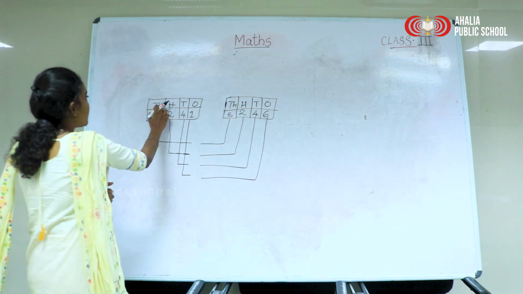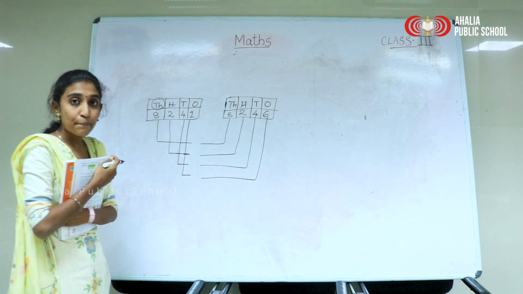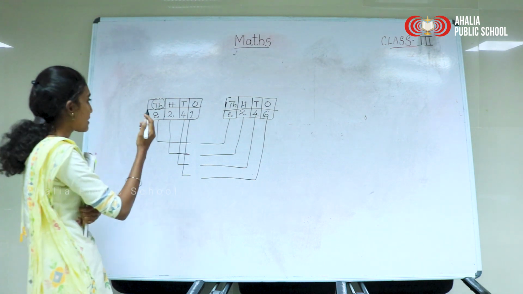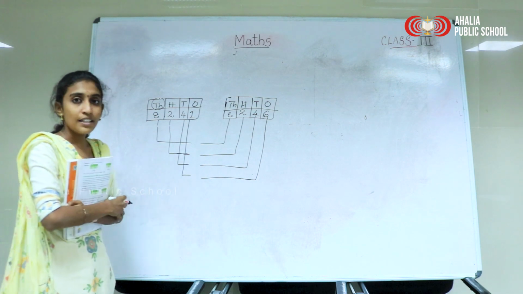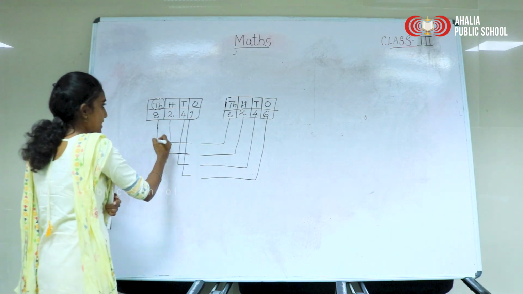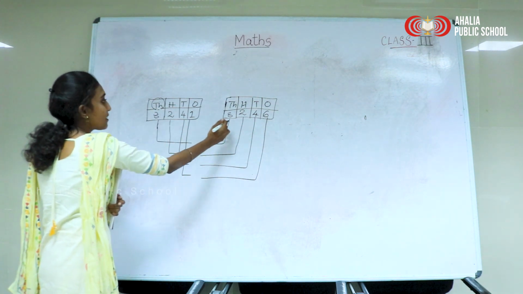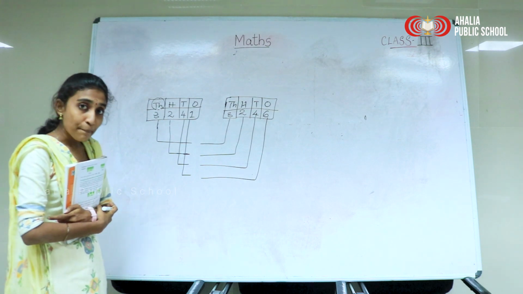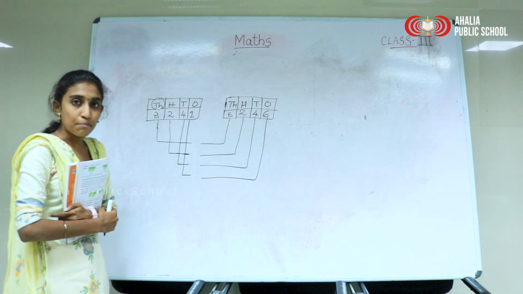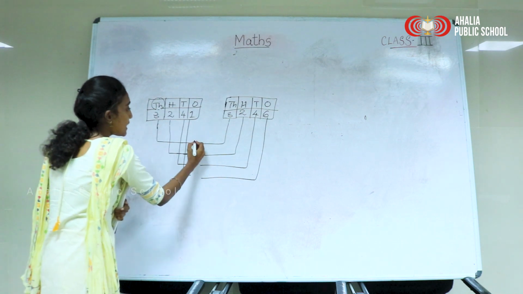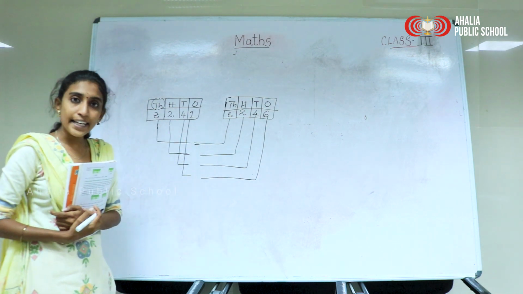So first, the thousands place. We will be comparing the thousands place. That is the very first digit of a 4-digit number. Here we have an 8. So we will be comparing the very first digit of these two numbers. So 8 is equal to 8.